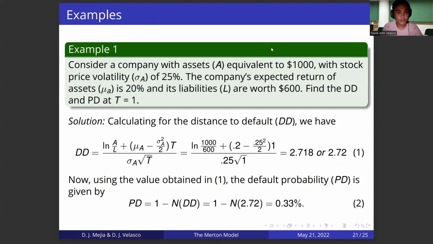Consider a company with assets equivalent to $1,000 with stock price volatility of 25%. The company's expected return of assets is 20% and its liabilities are worth $600. Find the distance to default and the default probability at t equals 1. For the solution, we first calculate the distance to default, which is given by the equation below. We substitute the values to get 2.718 or 2.72. Now, using the value obtained in 1, the default probability is given by 1 minus N times the distance to default, which is equal to 1 minus N times 2.72 or 0.33%.